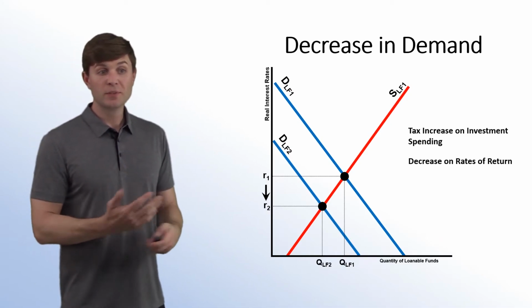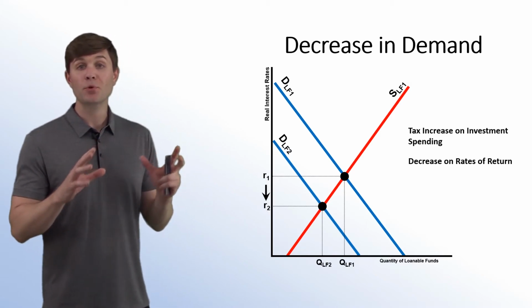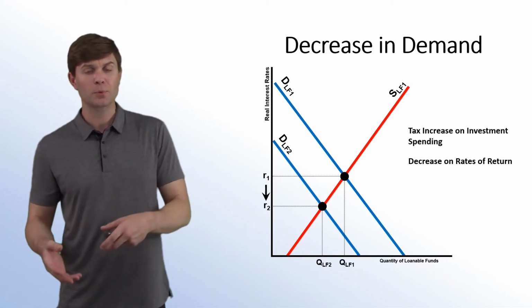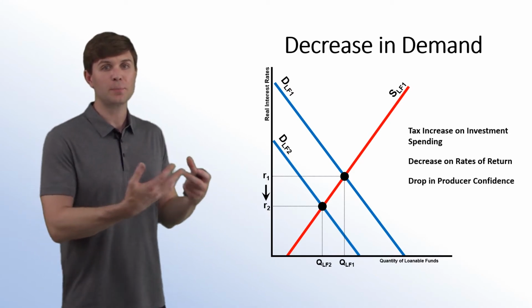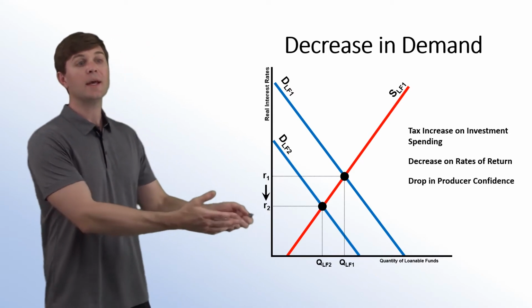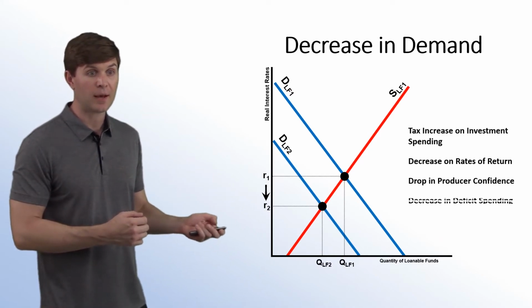All right, a decrease on the rates of return, a drop in producer confidence. There's consumer confidence, there's producer confidence. This is basically their optimism about the economy or their expectations. If they think things are going bad, demand for loanable funds is going to shift to the left.